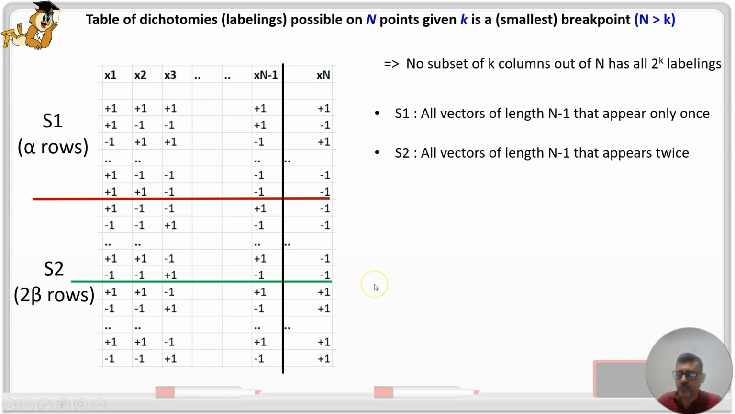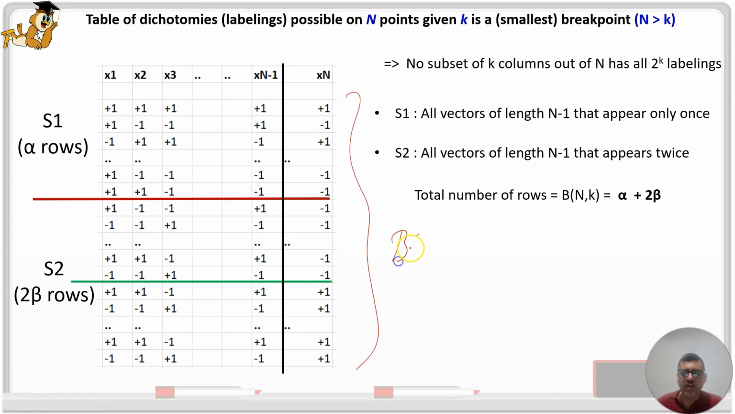Okay, let's move on. The total number of rows here is b of n comma k, and since the number of rows in group S1 is alpha and the number of rows in the group S2 is 2 beta, b of n comma k is alpha plus 2 beta. The number of rows here are beta, obviously. So this is beta, this is beta, this is beta, this is beta. So this together is 2 beta plus alpha. Therefore, b of n comma k is alpha plus 2 beta.